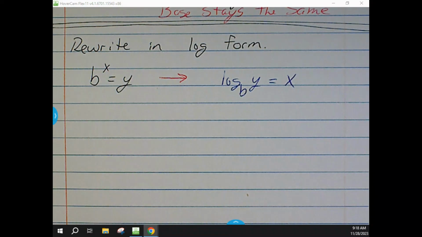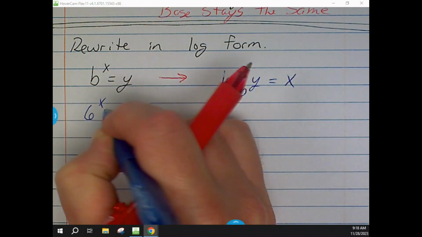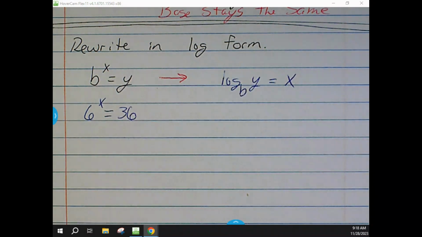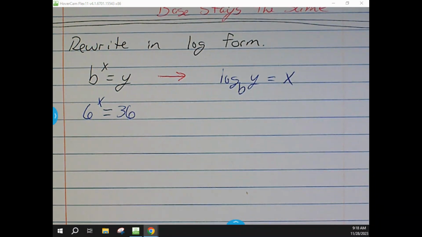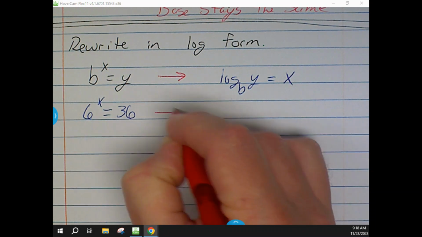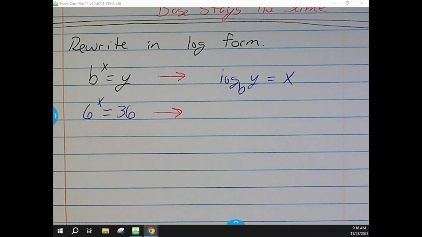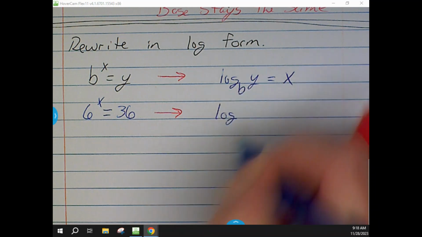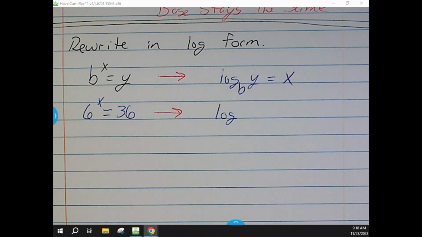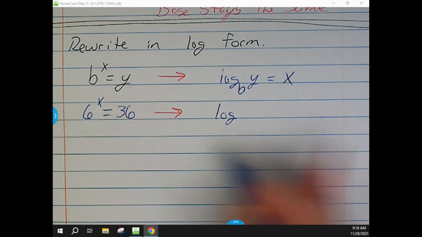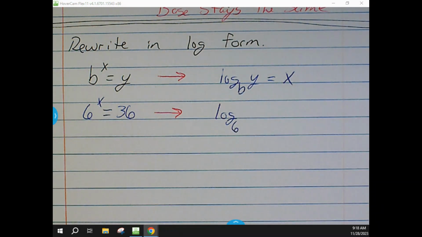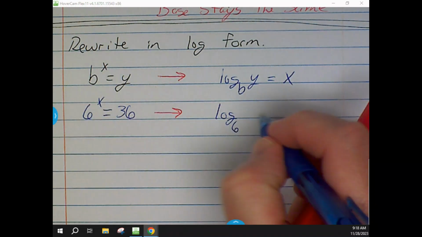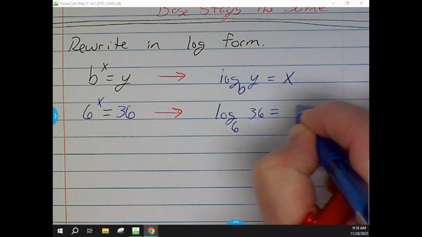All right, so let's give you one with some numbers. Let's do 6 to the x power equals 36. You've got to rewrite it in log form. Of course, you've got to have the word log in there. Again, the base is 6 to the x power, so the 6 will stay on the bottom because it's the base. And then the other two numbers, you're just going to switch these two numbers. The 36 will go over here, and then the x will go over there.